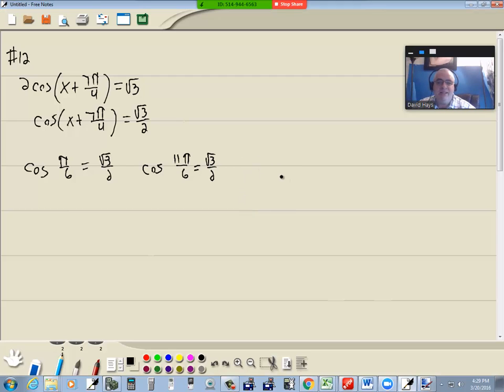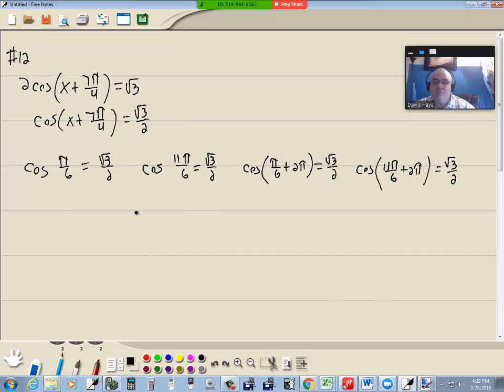All the solutions means I need to keep going, which means if I take pi over 6 and add 2 pi onto it, it will also be equal to square root of 3 over 2. Because remember, if you add or subtract 2 pi, going all the way around the unit circle, you're back to where you started. In this one, if I do cosine of 11 pi over 6 and add 2 pi, I'm back to where I started. So that's also equal to square root of 3 over 2. Now I could go the rest of my life listing all the possibilities, but that's going to be enough there, I believe. We'll see. Okay.